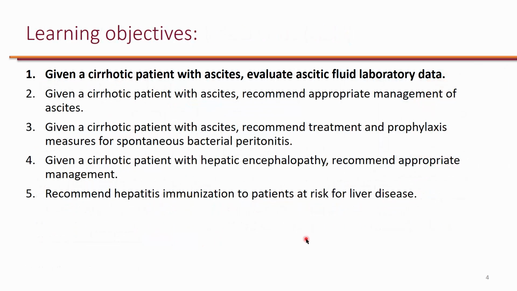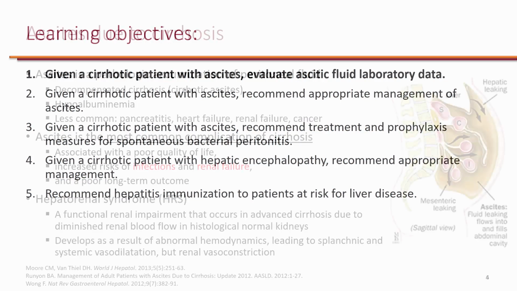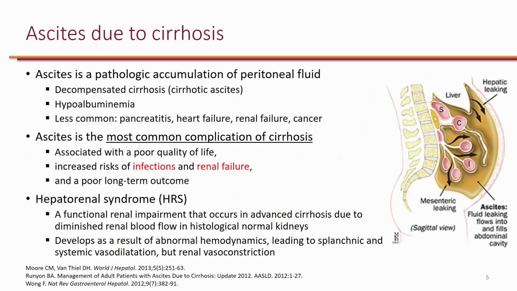The first learning objective for today is, given a cirrhotic patient with ascites, evaluate ascitic fluid laboratory data. Now, what exactly is ascites? Ascites is the pathologic accumulation of peritoneal fluid. So in this picture on the right-hand side, you can see that we are looking at the patient sideways. Here's the liver and here's the peritoneal space.